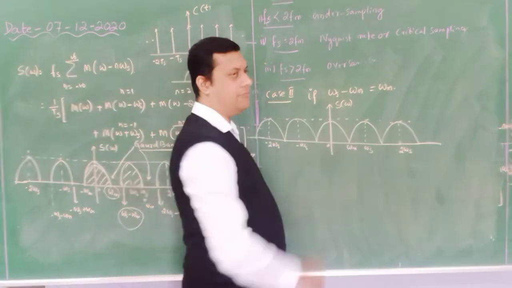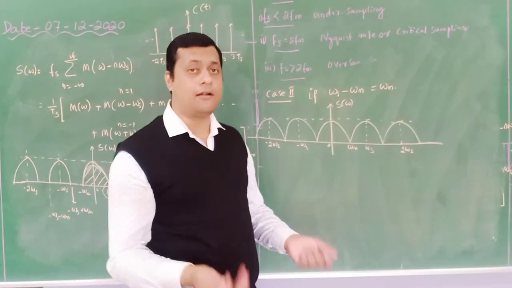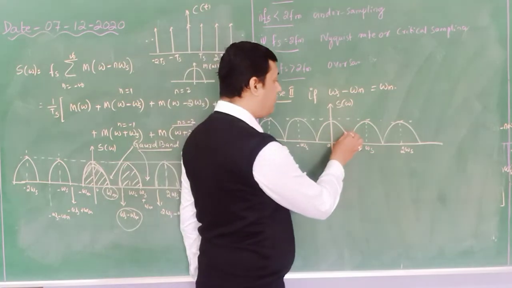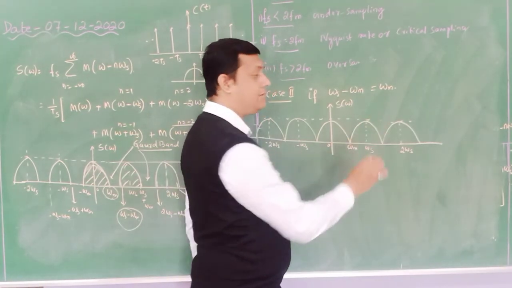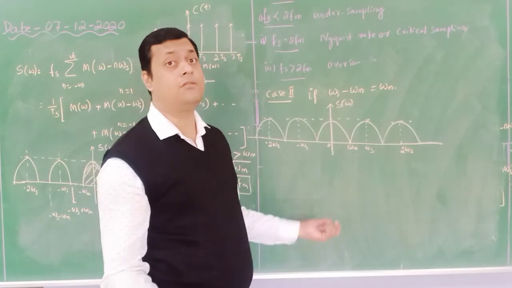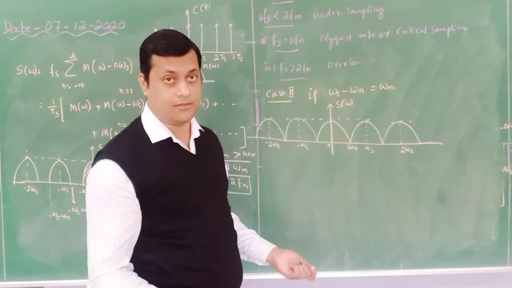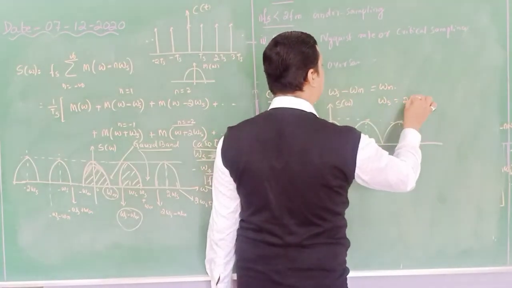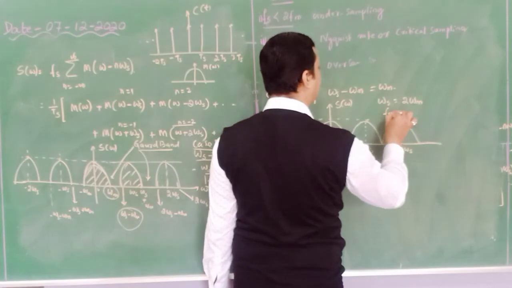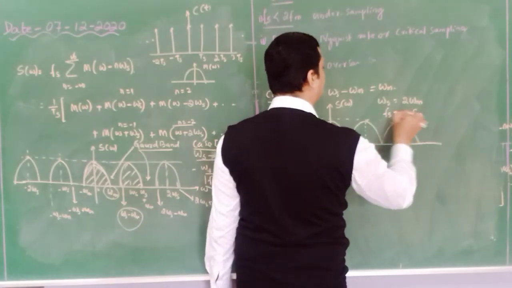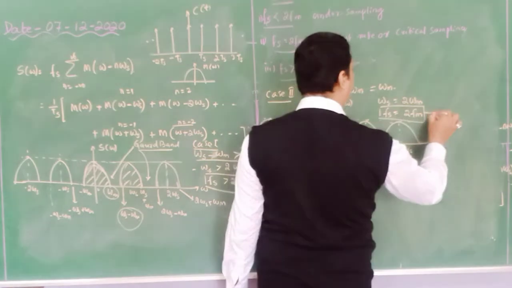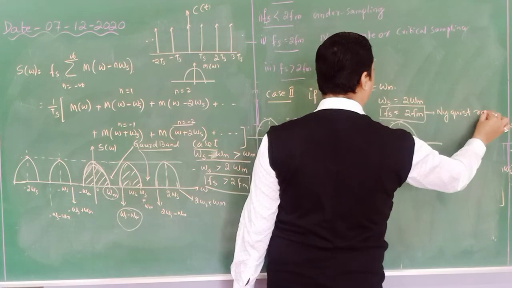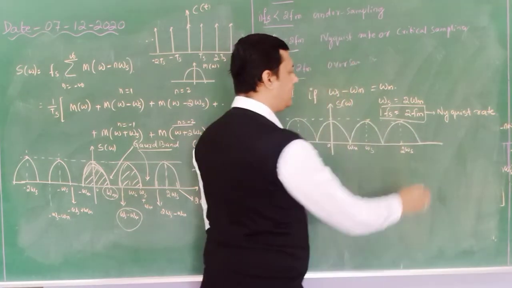There will be no guard band, and if there is no guard band there is also no interference. Why? Because the end point of one spectrum will indicate the starting point of another spectrum, so there is no question of overlapping of these two signals. So here, if I solve this, omega s is equal to 2 omega m, so fs is equal to 2 fm. This indicates it satisfies the Nyquist criteria, the Nyquist rate.